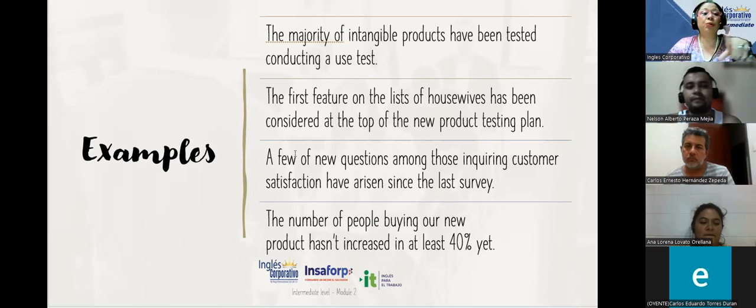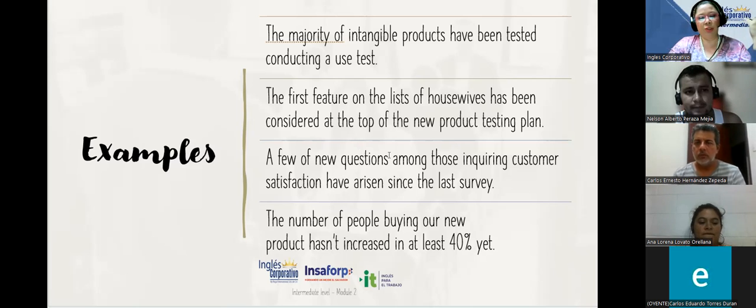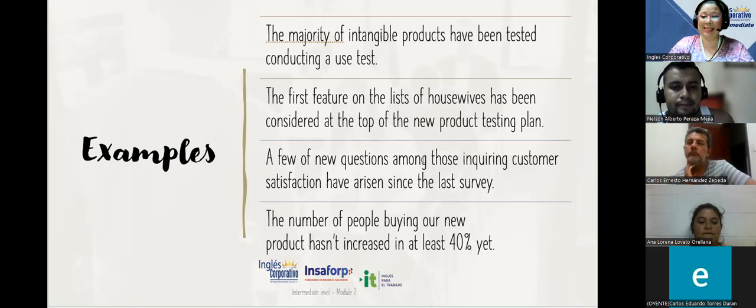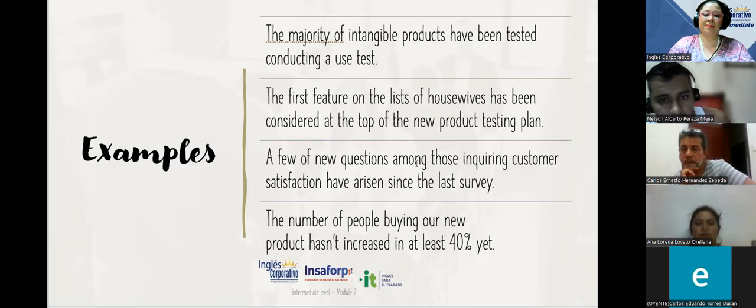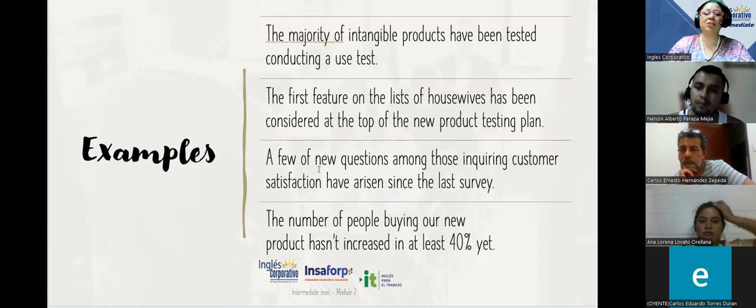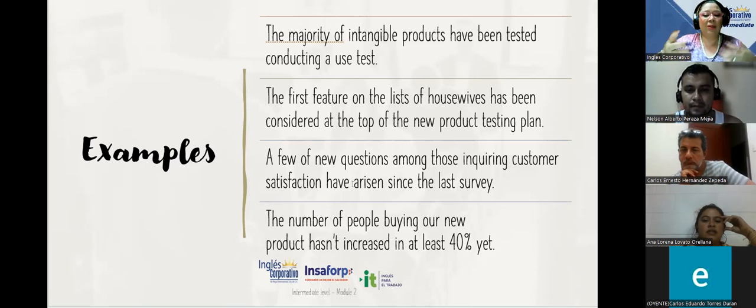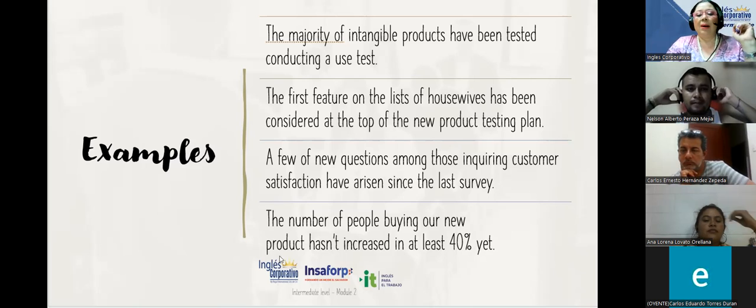Aquí es a few. A few está acompañando un plural, ¿verdad? Entonces, definitivamente, vamos a tener plural verb form. A few of new questions. Y todavía especifica de dónde salieron, ¿verdad? Among those inquiring customer satisfaction. Entre todas esas preguntas que eran acerca de la satisfacción del cliente, ¿verdad? Han surgido desde la última encuesta, ¿verdad? Since the last survey. Vamos a ver la siguiente. A ver, who wants to read the next one?